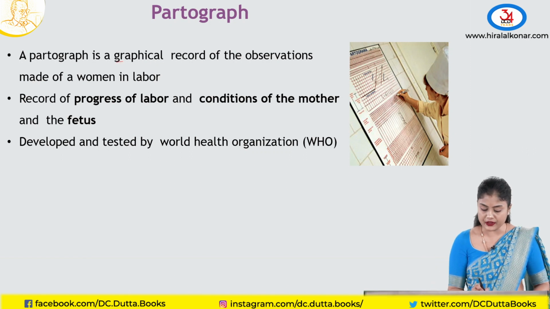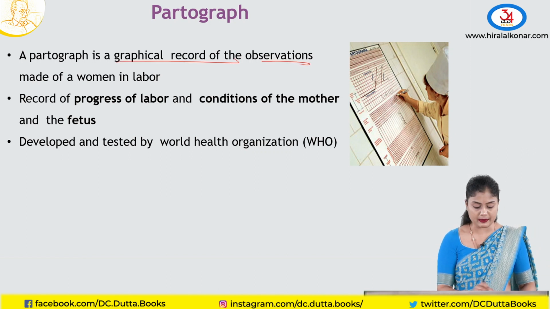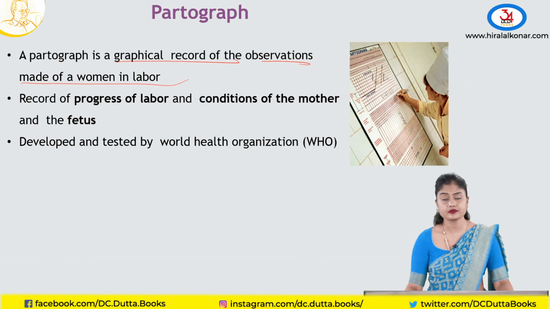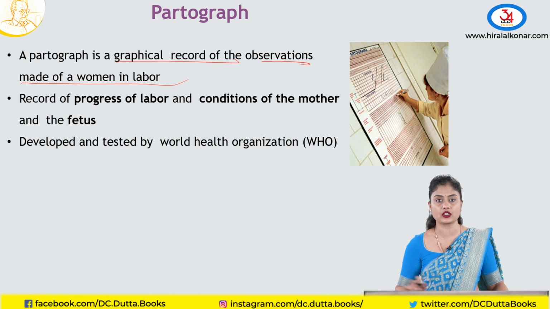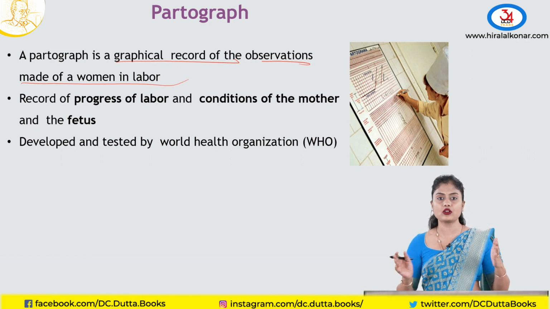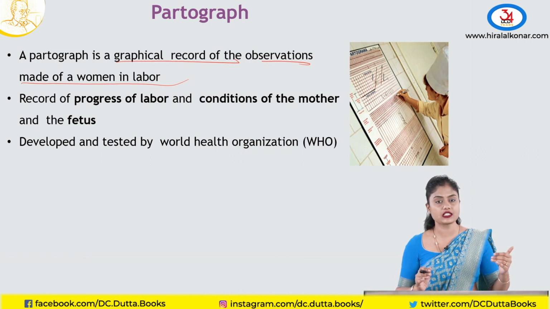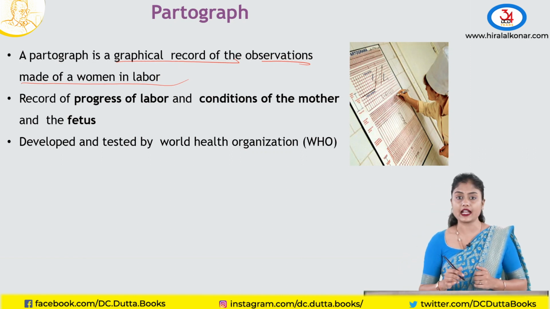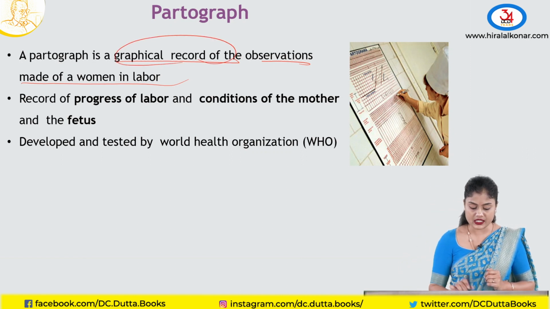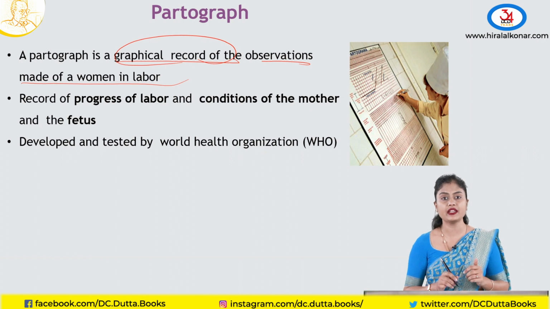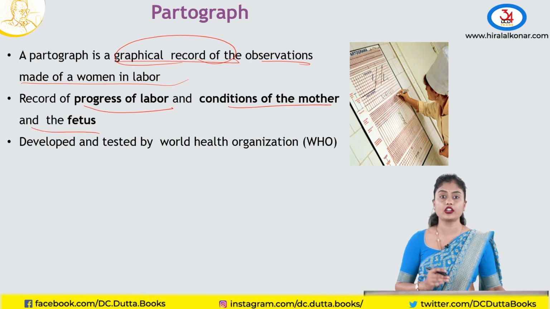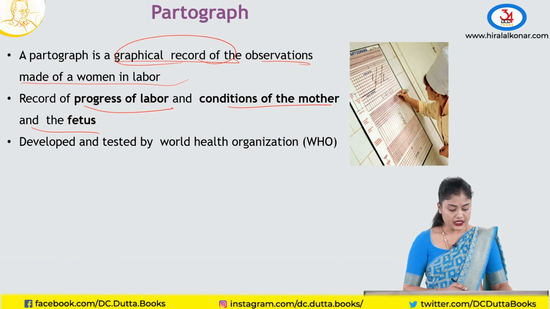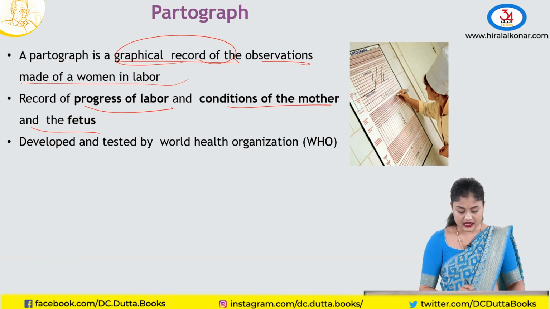Pathograph is a graphical record of the observations made in a woman during labor. As you all know, it is a graphical representation. This is how you define Pathograph. Whenever you start about the WHO Labour Care Guide or Pathograph, this is what you should begin with. It is a graphical record of observations made in a woman who is in labor. The progress of labor and the condition of mother and fetus, everything is recorded on a single sheet of paper. It is developed and tested by WHO.